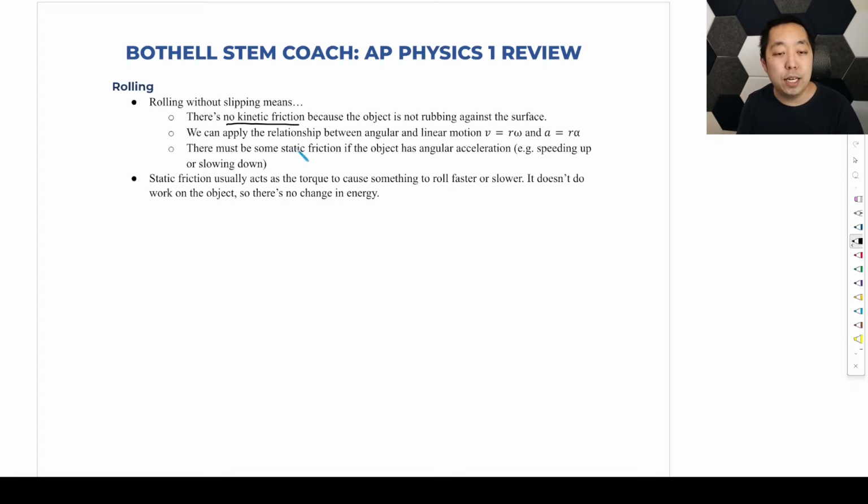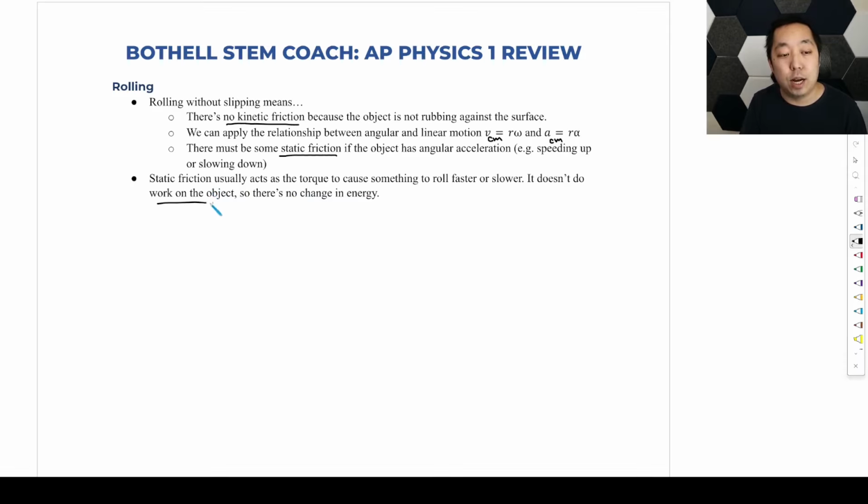So we can apply a relationship between the center of mass velocity and the center of mass acceleration to the angular acceleration and angular velocity. Now, if there's some angular acceleration or a change in the angular velocity, then there has to be some static friction because static friction is the only thing that's going to be exerting a torque when you have things that are just kind of like rolling without slipping on their own. So static friction usually acts as the torque to cause something to roll faster or slower.